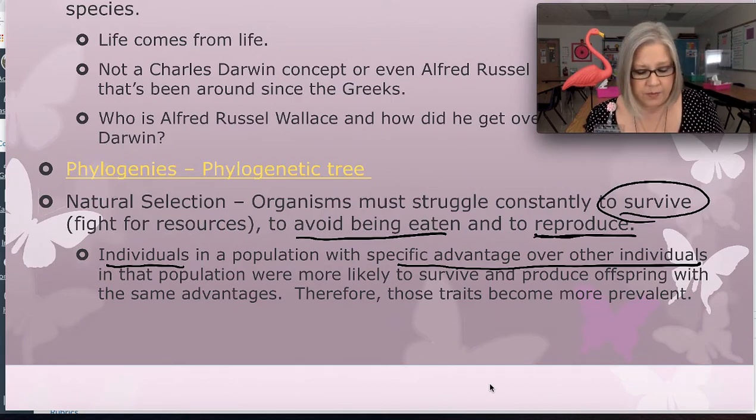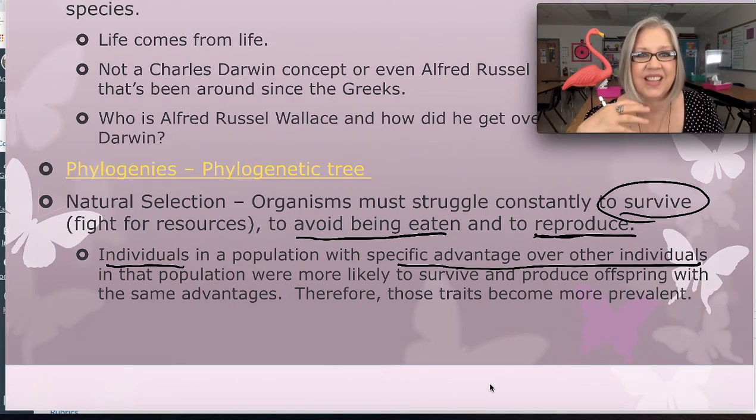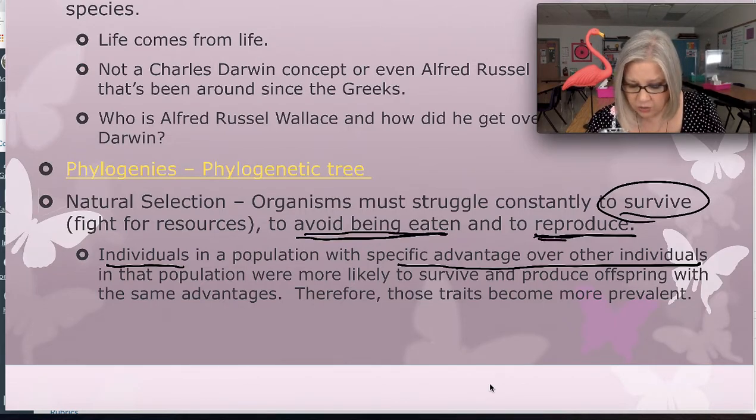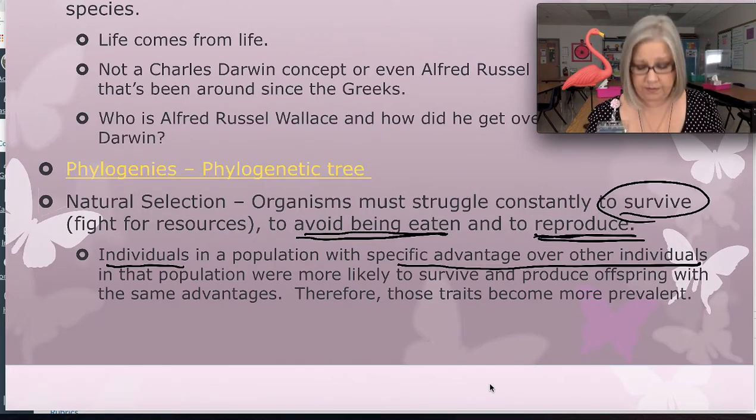We know that people who carry diseases, basically genetic disorders or whatever, usually don't have as good a chance of surviving and reproducing as people who don't, all right. So this comes back to this whole thing. Can you survive? Can you avoid being eaten? And are you going to reproduce? And are your offspring going to carry those traits forward?